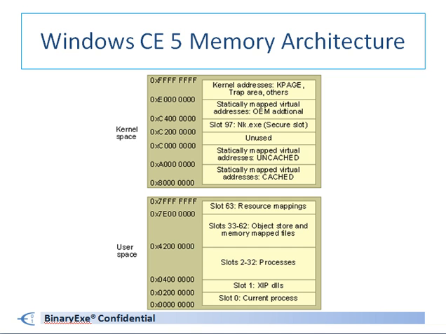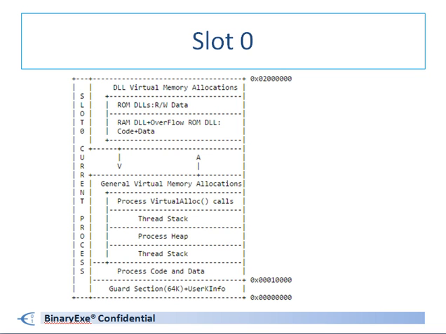Then slot 63 is for resource mapping. So let us look more at slot 0. Slot 0 is for DLL and virtual memory allocation. Okay, so you see the down portion, the guard section, is for keeping your slot 0 from misuse. It is for guarding, basically nothing else.